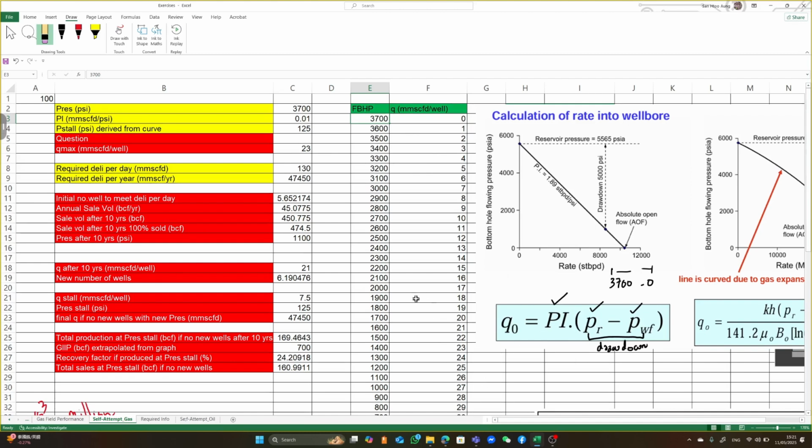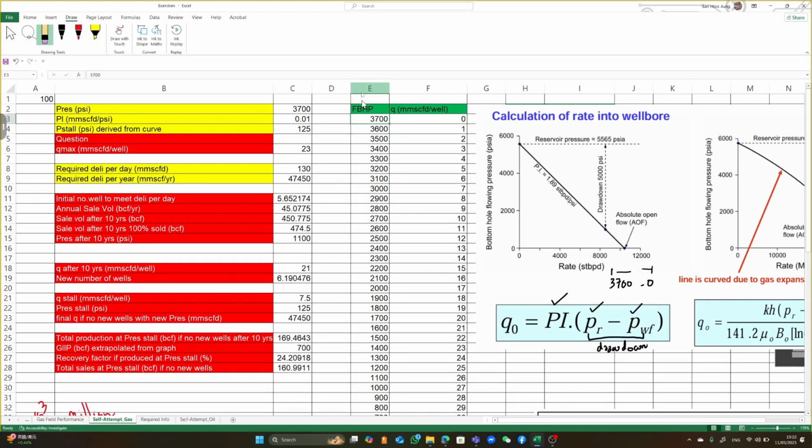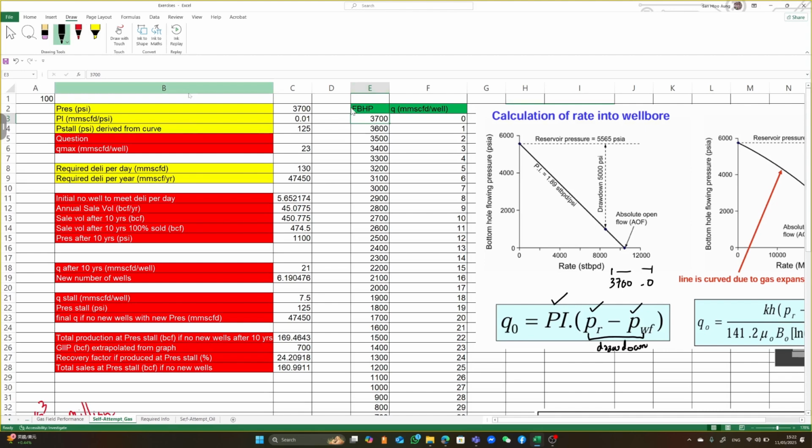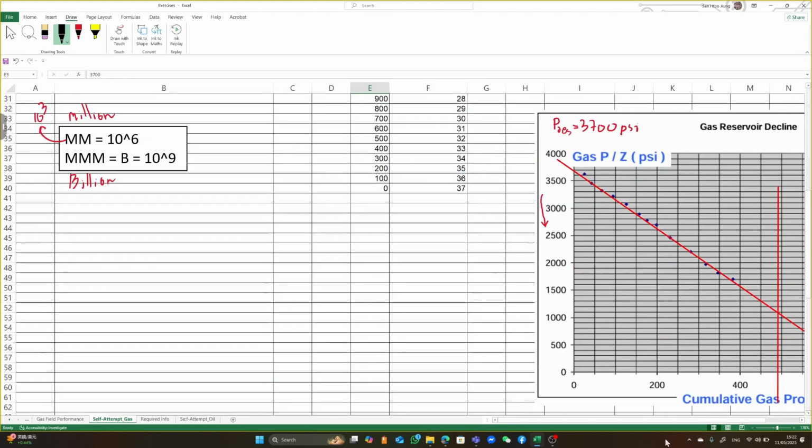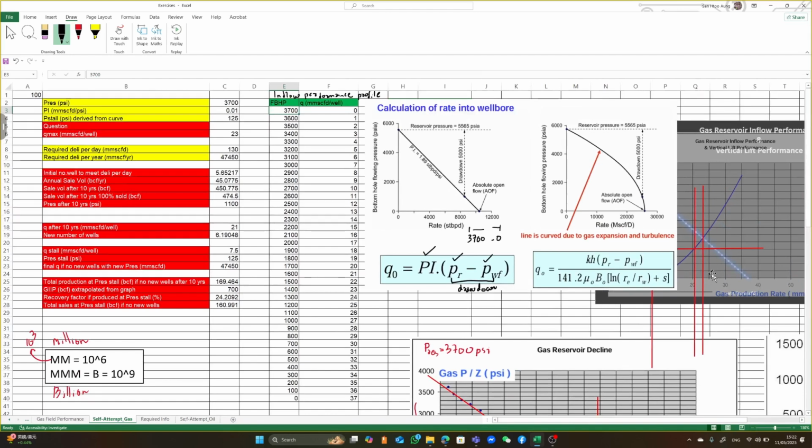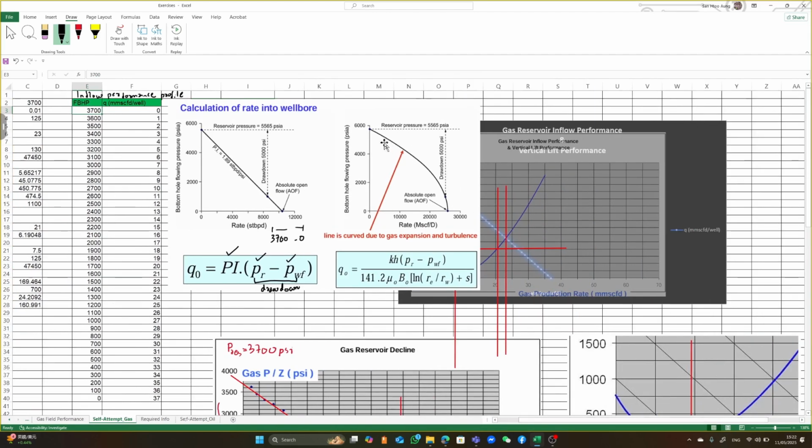Okay, so what is the next step? They asked us to create this inflow performance profile. So I just want to make sure that you understand it. This flowing bottom hole pressure and the rate, this relationship is the inflow performance profile. Okay, so we got this profile, and we are given the vertical lift performance curve, and then we can start to actually estimate our flow rate.